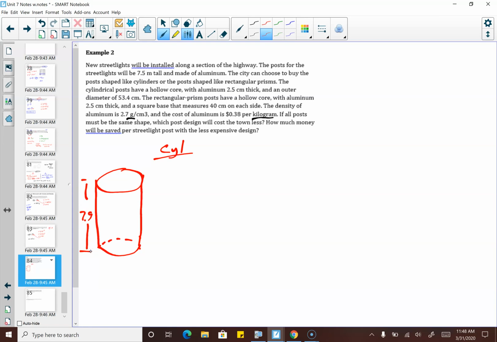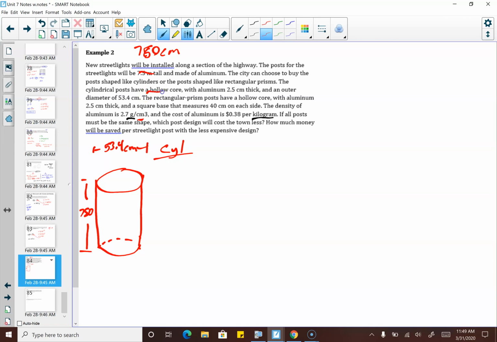Now, let's actually convert that, because if you see, everything else, including the density, is in centimeters. So let's just convert that right away to 750 centimeters. So this way we don't forget. Because everything else in the whole problem is in centimeters, so let's just make sure that that's in centimeters too. So 7.5 meters, 750 centimeters. Now here's the key. It says with an outer diameter of 53.4 centimeters. So that's across the whole thing.